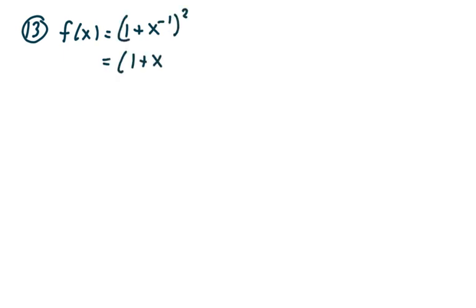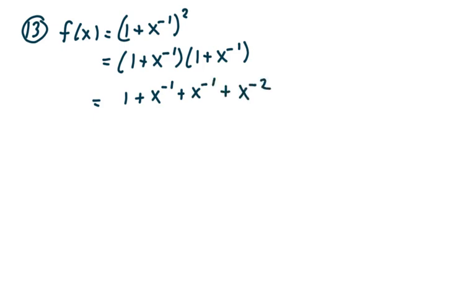Let's take a look at 13. So f of x is (1 plus x to the negative 1) squared, which is 1 plus x to the negative 1 times 1 plus x to the negative 1. And so if I multiply that out, I get 1 plus x to the negative 1 plus x to the negative 1 plus x to the negative 2, which is 1 plus 2x to the negative 1 plus x to the negative 2.